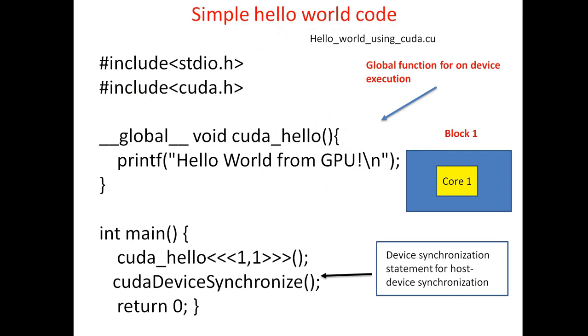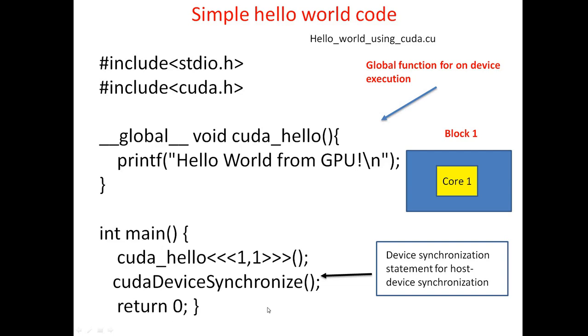So this is how the first program looks like. Let's call it hello world using cuda.cu, and every program in CUDA is written with the extension .cu, unlike in C, where a small c means a normal C file and a capital C means a C++ file. Now, like in normal C language, we have the stdio.h library, and we have to include a library called cuda.h whenever you do CUDA programming.